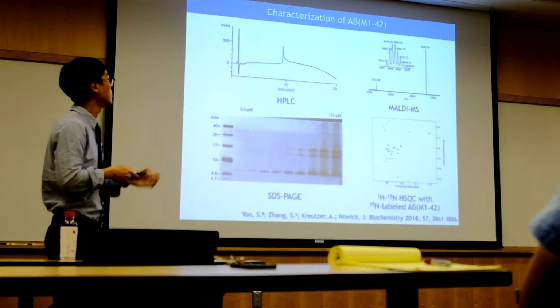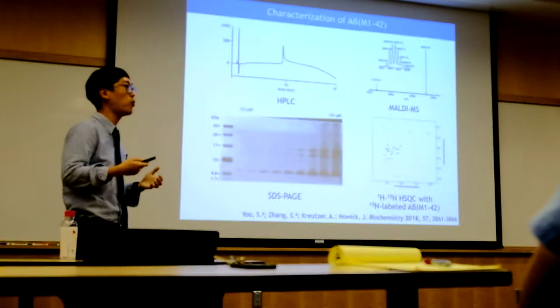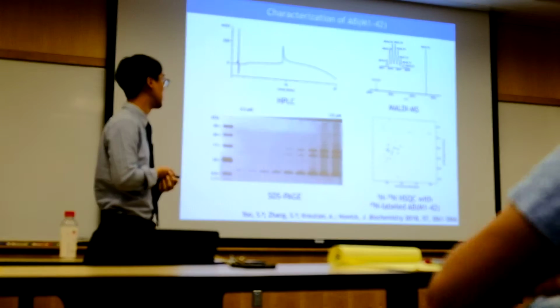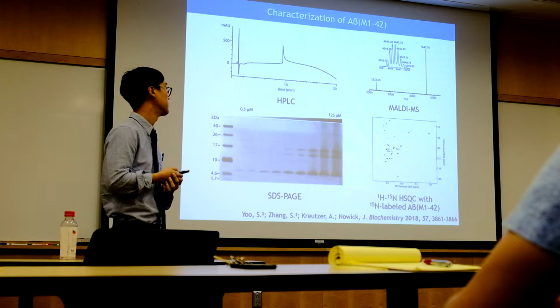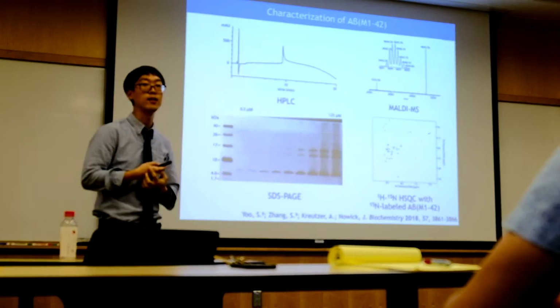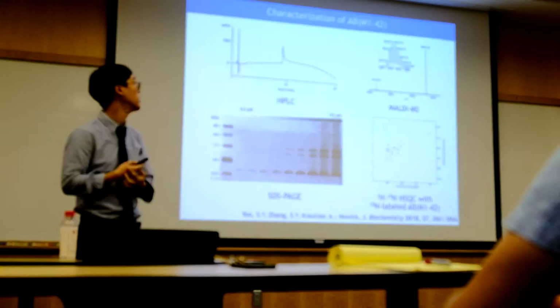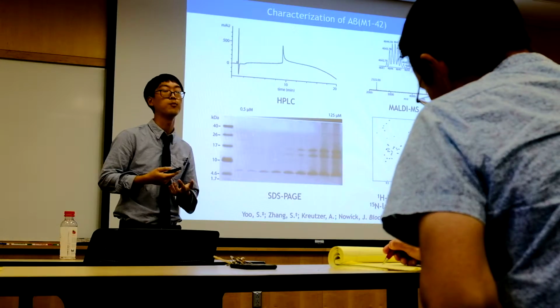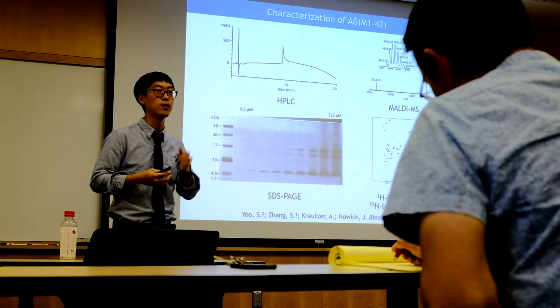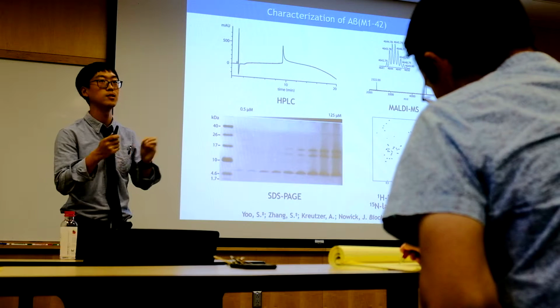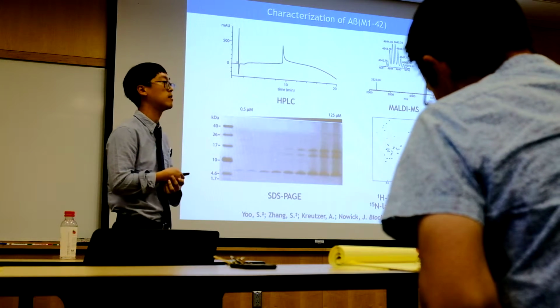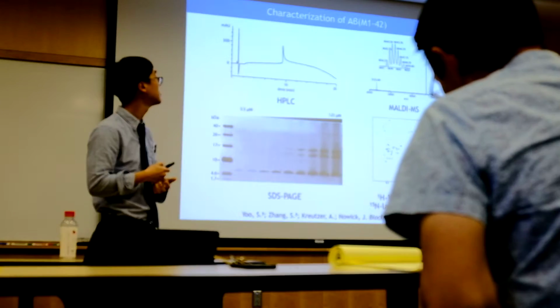And lastly, we were able to even incorporate the N15 label, where we were able to see this HSQC spectrum with N15 enriched A-beta. And this peptide is useful for developing small molecule inhibitors of A-beta. So you can see the peak shifts after adding with and without the inhibitors.